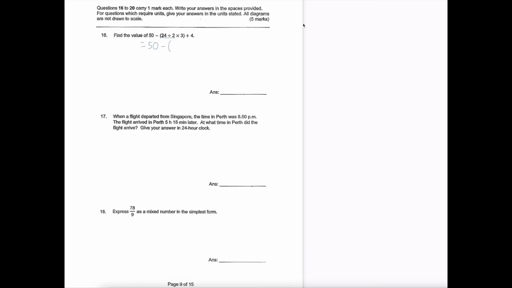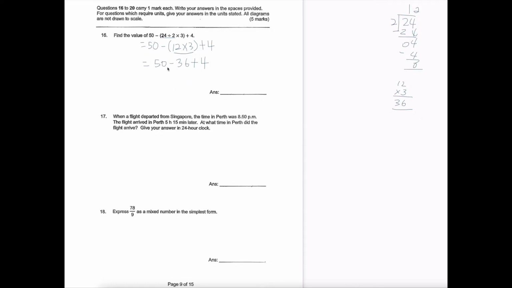So what's 24 divided by 2? Let's do the working here. It equals 12. So 12 times 3 plus 4. So now our bracket is still not complete yet. We still have this, so I'm going to underline. So that's 36. So 50 minus 36 plus 4.